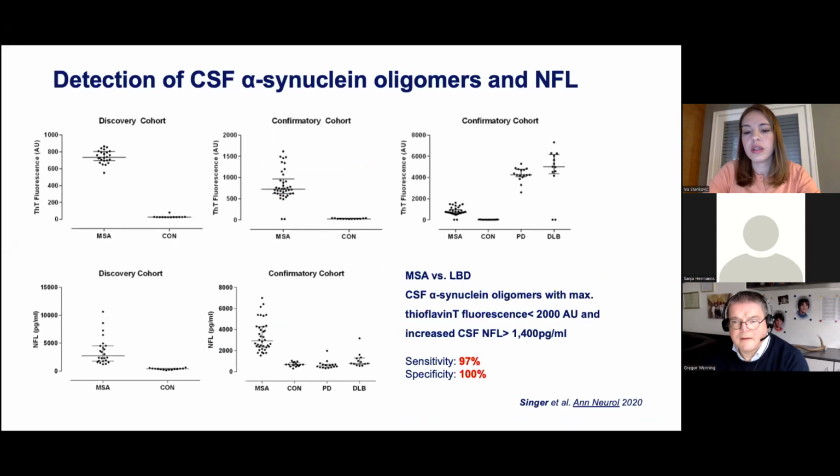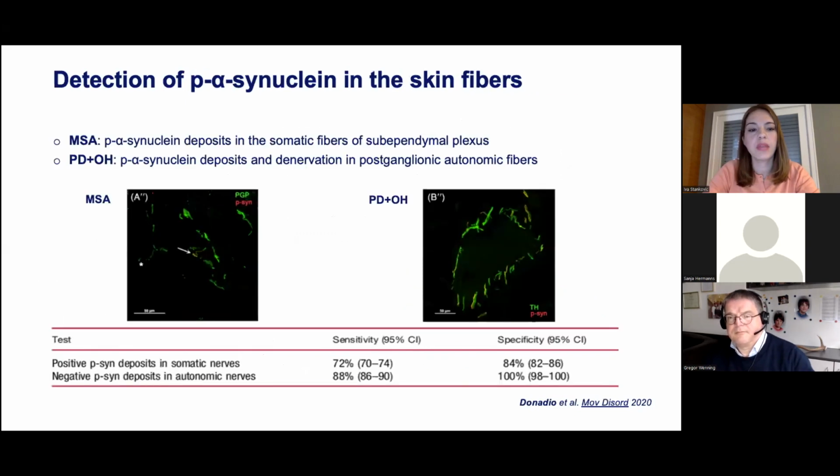Dr. Singer and colleagues have published this nice study recently showing that detection of alpha-synuclein oligomers in the CSF and increased concentration of neurofilament light chain in the CSF can distinguish patients with MSA from patients with Lewy body disease with almost 100% sensitivity and specificity.